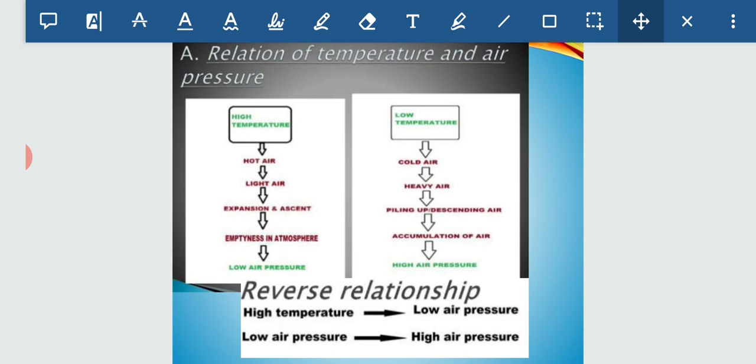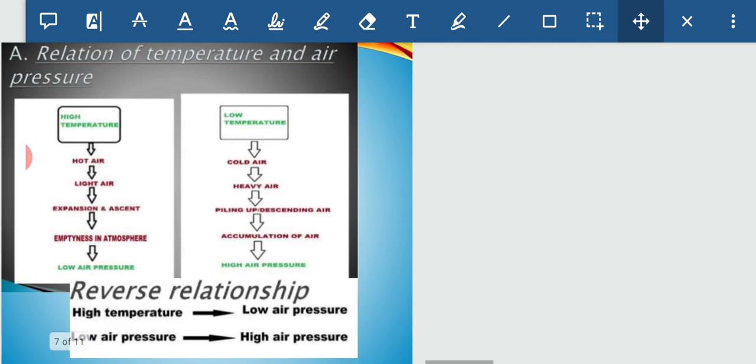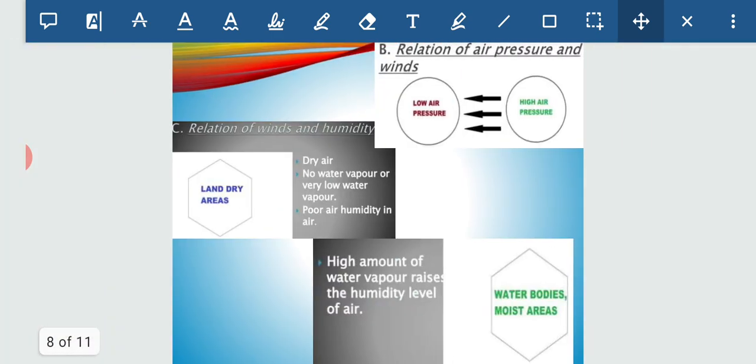So what does this indicate? That it has an opposite relation. The higher the temperature, the lower the pressure; the lower the temperature, the higher the pressure. Now we will get the connectivity between the pressure and the wind. We all know wind or water moves from high pressure to low pressure.